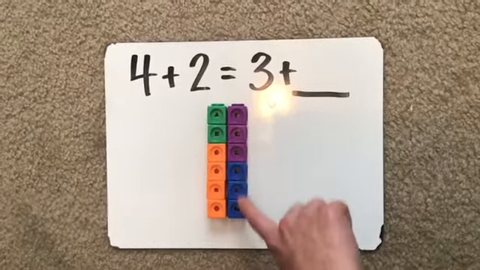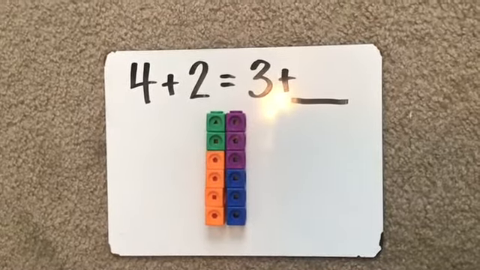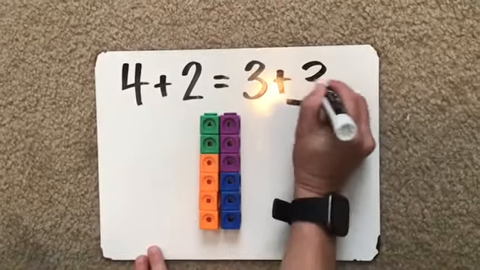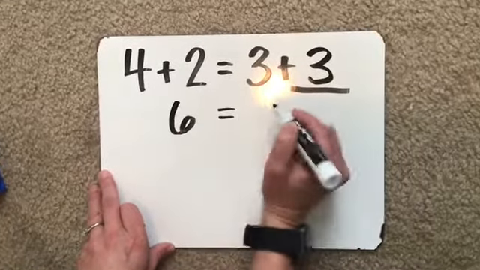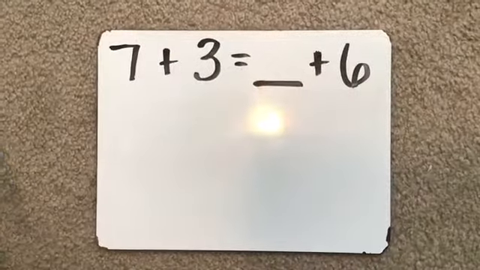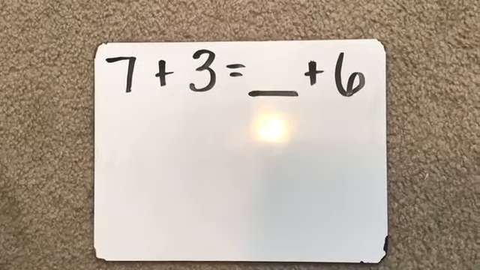So 3, 1, 2, 3, plus 1, 2, 3 more would give me 6 as well. Now my equation is equal. 6 equals 6.